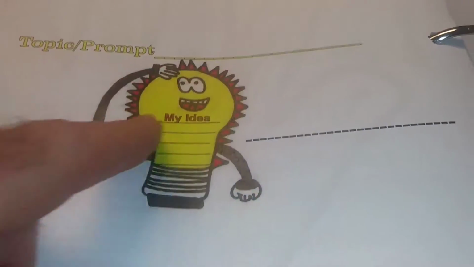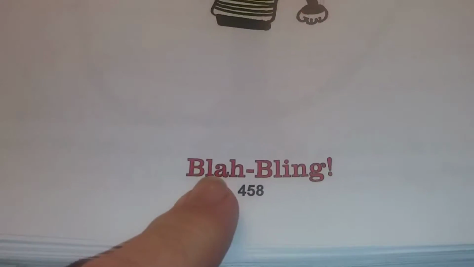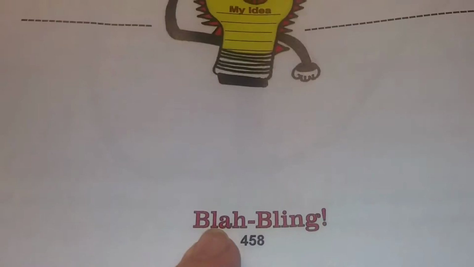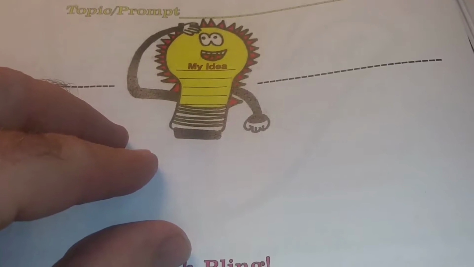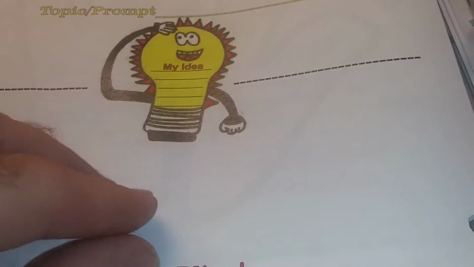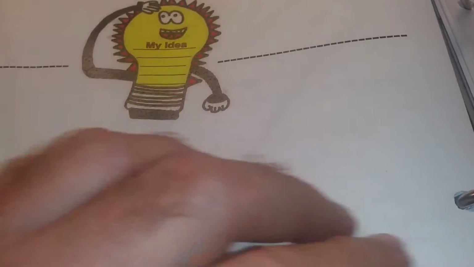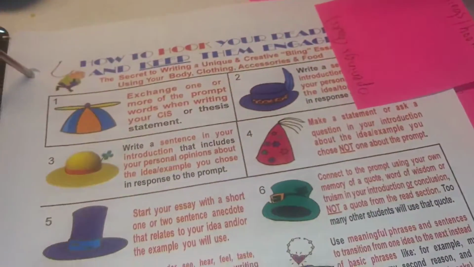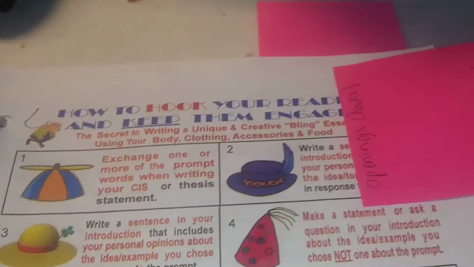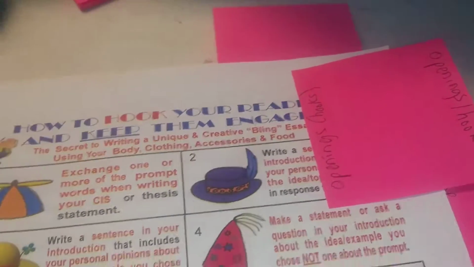So they would write the topic there, and then if they happen to have a blah idea and the class votes on whether something's blah or bling, they would put it on the bottom part, and then the student would know that in order to get a better grade, they've got to learn how to take that blah and turn it to bling. Okay?